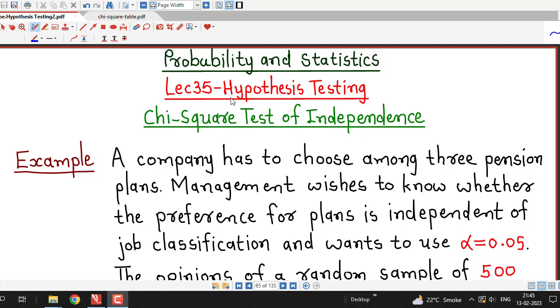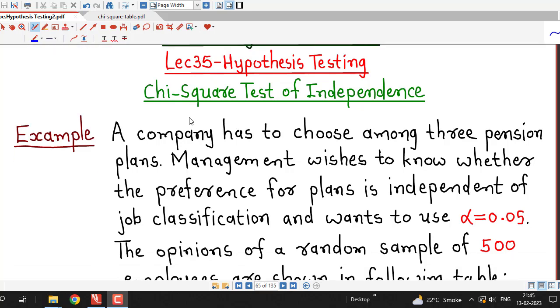In lecture number 34, we introduced the chi-square test of independence and saw one example on this test. In this lecture also we will discuss another example on the chi-square test of independence.